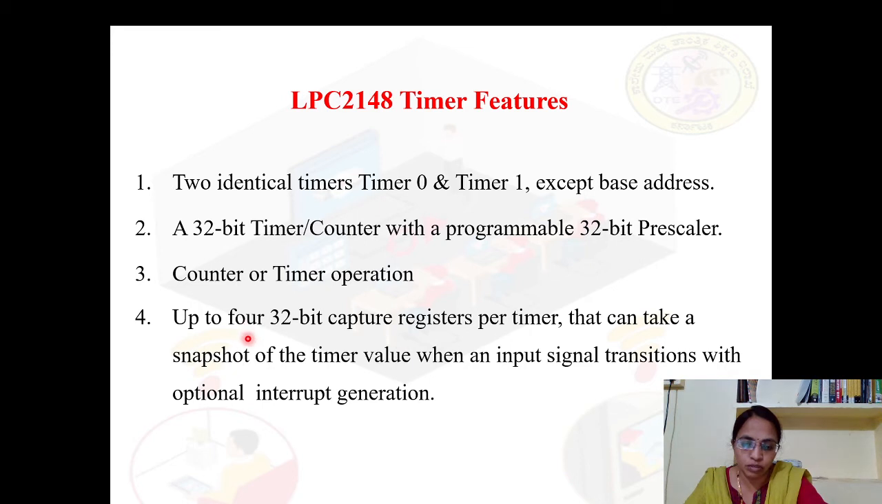So there are 4 capture registers, each of the size 32 bit. What is the use of these capture registers? These capture registers are used for taking the snapshot of the timer value. That is, they are used for capturing the value of the timer whenever a signal transition occurs on a pin called the capture pin.